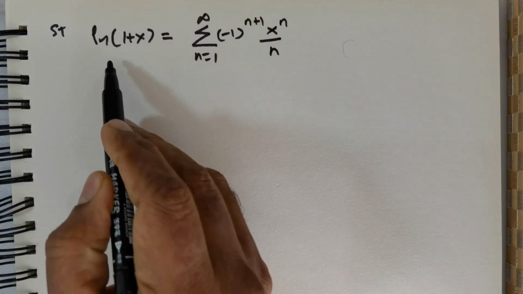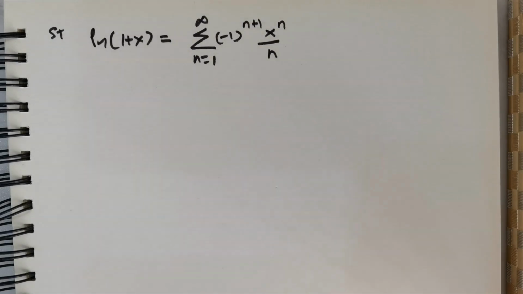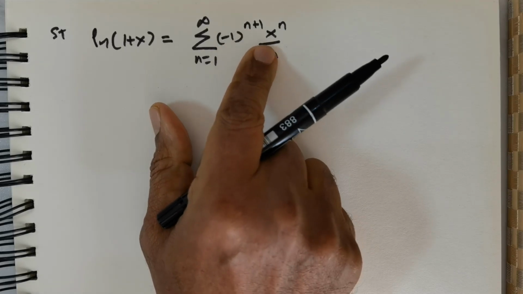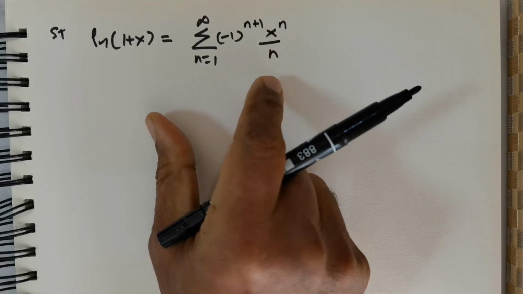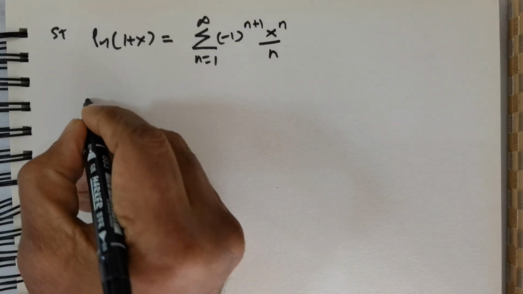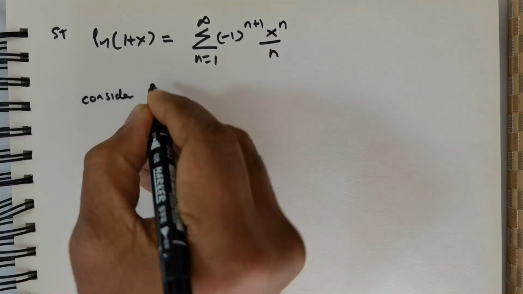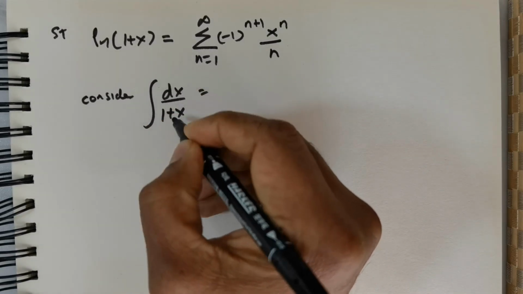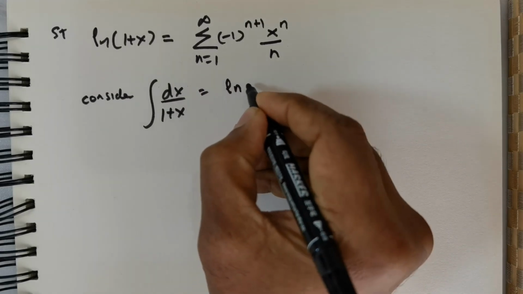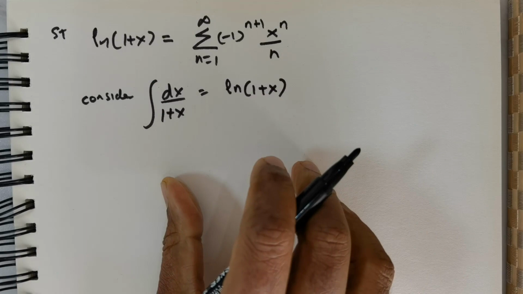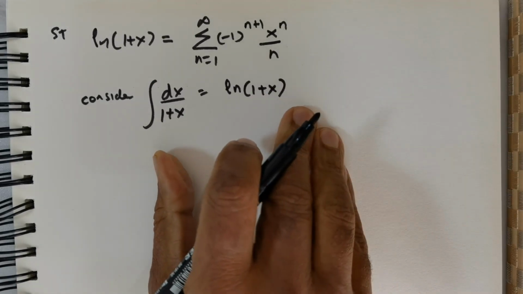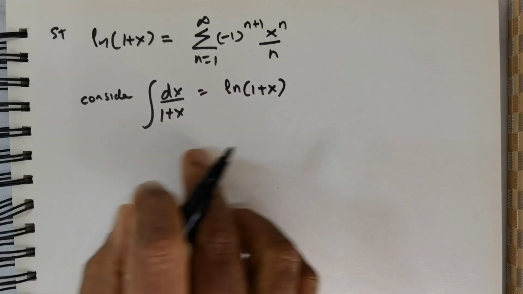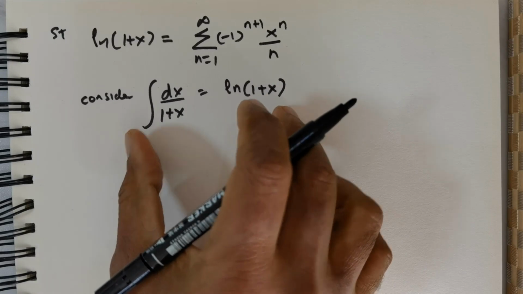We are expected to show that ln(1 + x) is equal to the sum from n = 1 to infinity of (-1)^(n+1) x^n / n. So we need to prove this. First, I would like to consider the integral dx over 1 + x. Now if you were to integrate this, what do you get? You get ln(1 + x). Having got this, I'm going to utilize it to prove this.